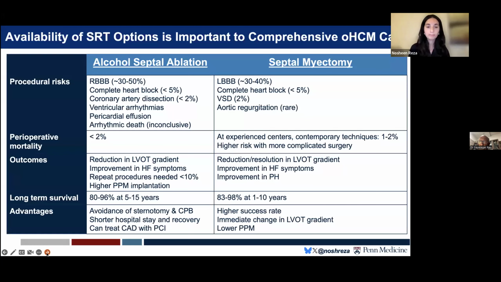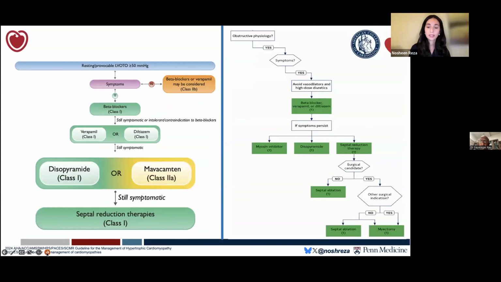So now let's return. We have our patient. Again, we're thinking about MIS-C. We've talked about all these different options. Now let's take a zoom in on the cardiac myosin inhibitors.